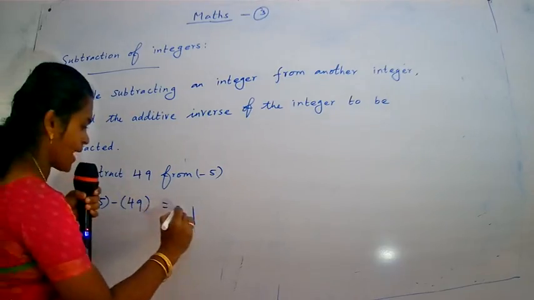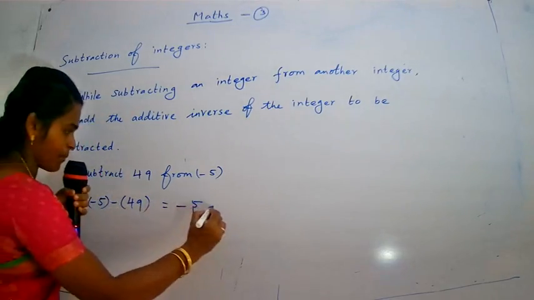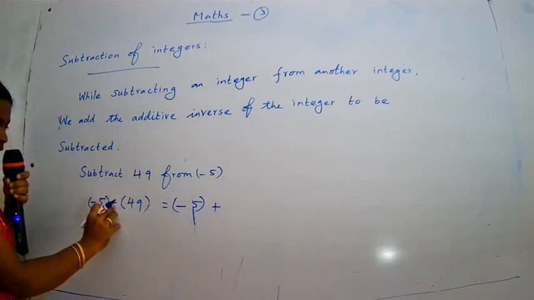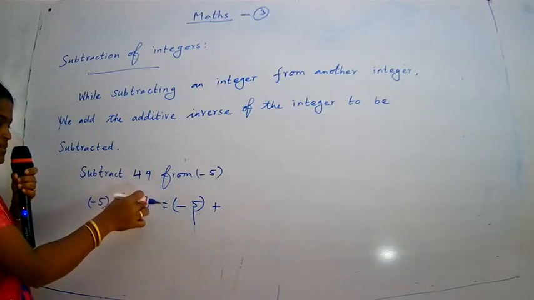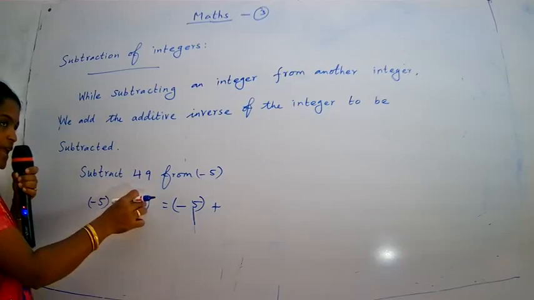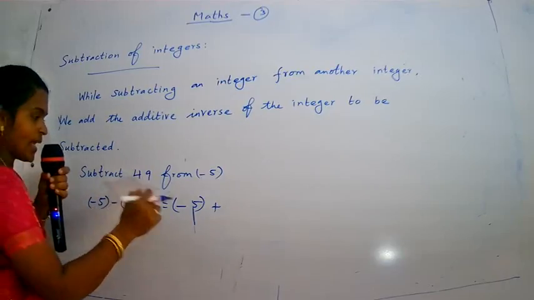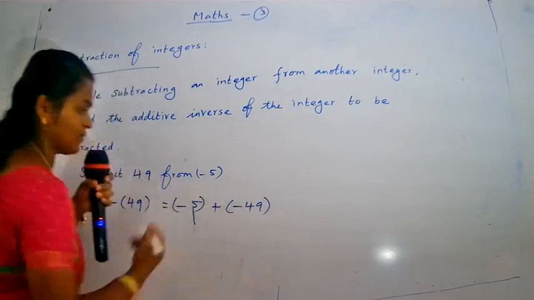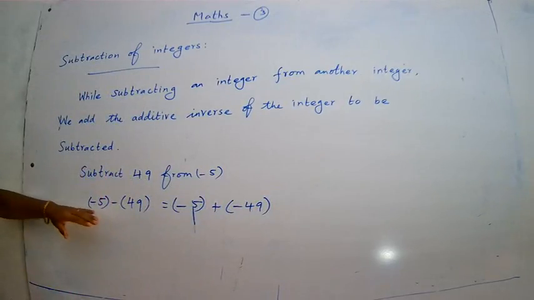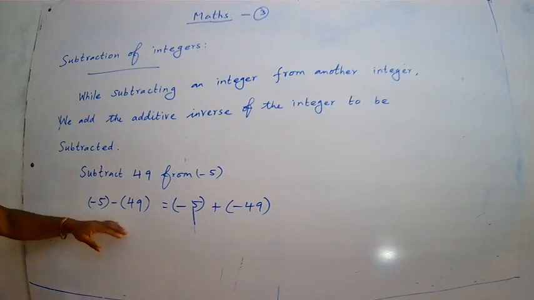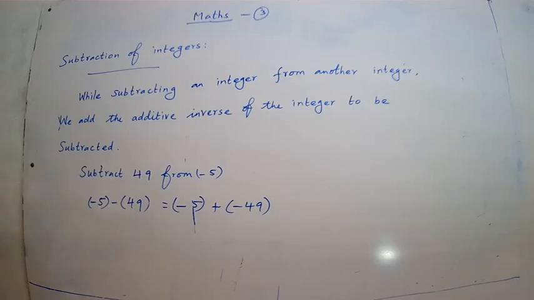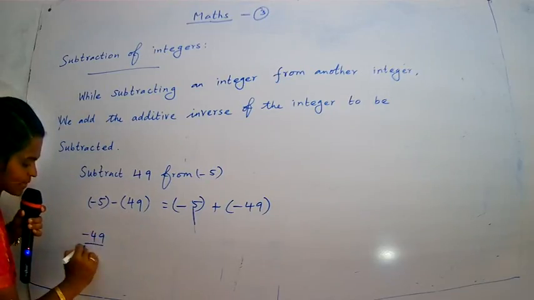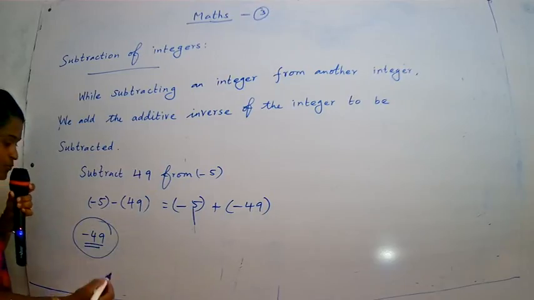So how? Minus 5. Now you change the sign to plus. At that time you converted, you put the value of the additive inverse. So what is the additive inverse of 49? The additive inverse of 49 is minus 49. So when we subtract, what should we always do? We add the additive inverse. What is the additive inverse of 49? Minus 49. Suppose minus 49 is there, what is the additive inverse of minus 49?